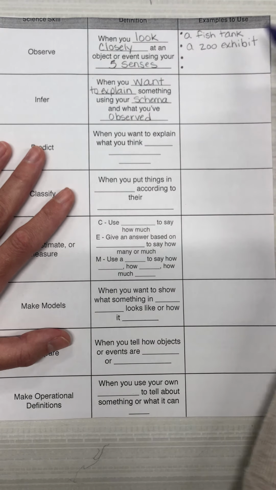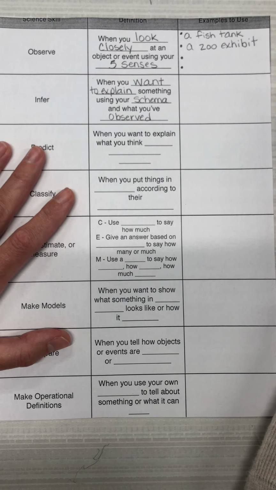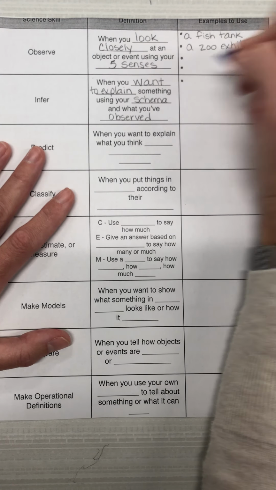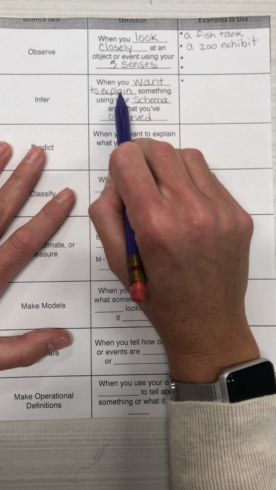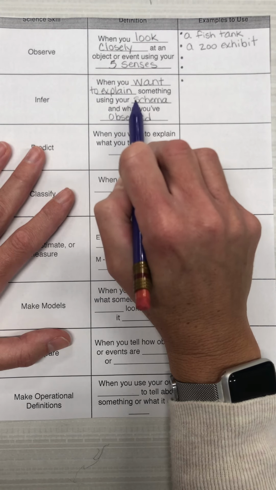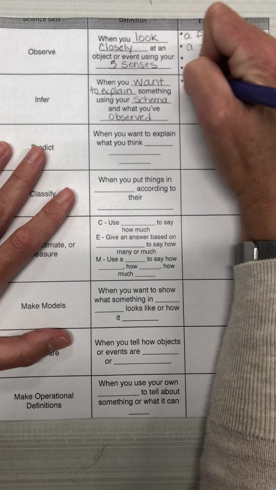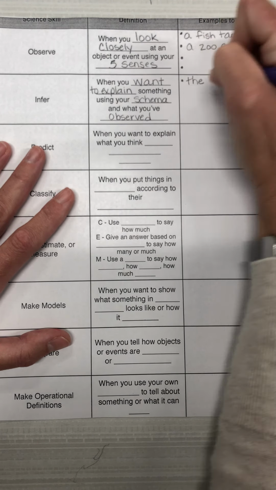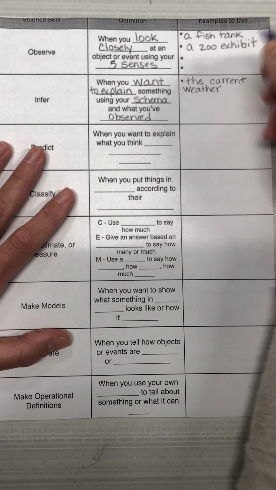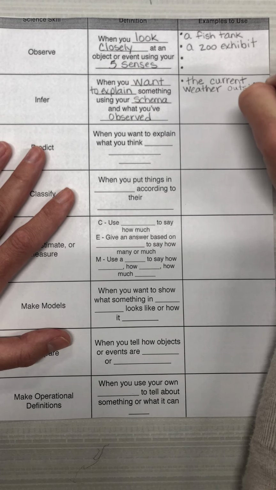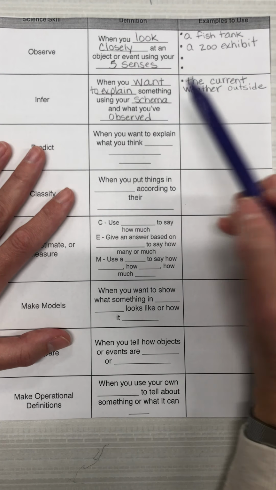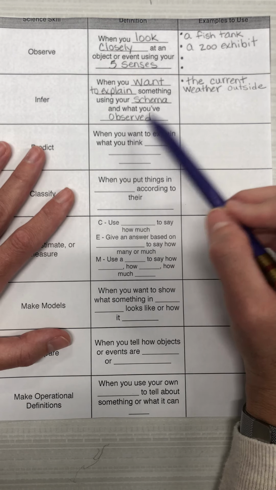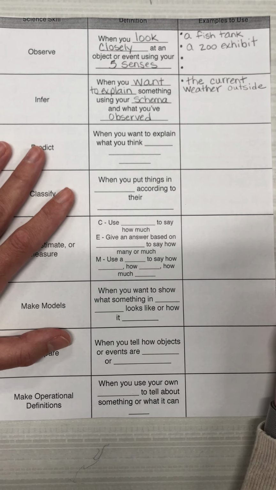So we want to explain something, perhaps something up here. So I'm thinking that if I look outside, I might infer, that means explain, something that I'm observing, and I have schema on the current weather outside. I could make an inference on the current weather outside. I have prior knowledge that if the clouds are getting gray, I could maybe explain it's going to be a yucky day.